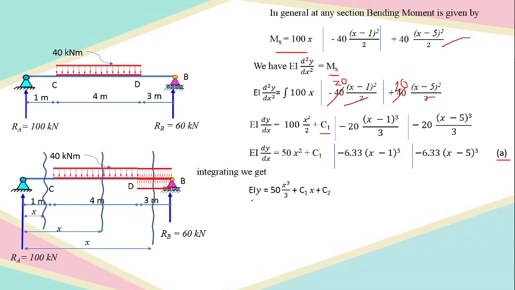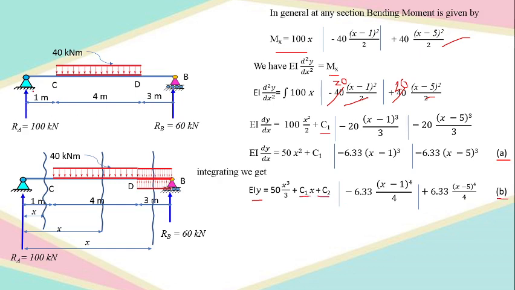I will be getting a slope equation. EI into y is equal to what? 50x cubed by 3 plus C1x plus C2. This will be what? Minus 6.33 (x minus 1) raised to 4 by 4 and minus 6.33 (x minus 5) raised to 4 by 4. So this is how we have established the second equation. Now our job is to find out the values of C1 and C2 one by one.